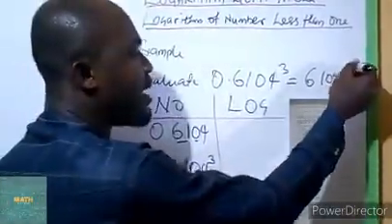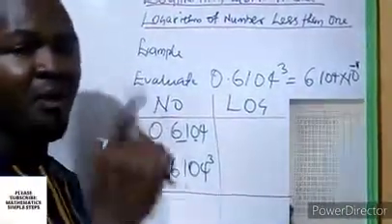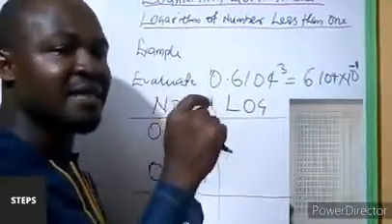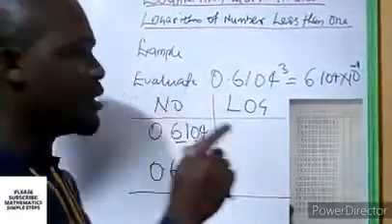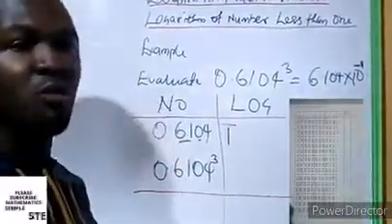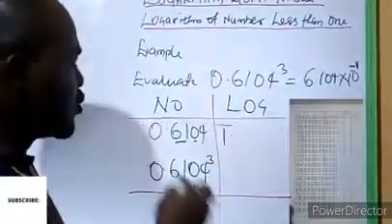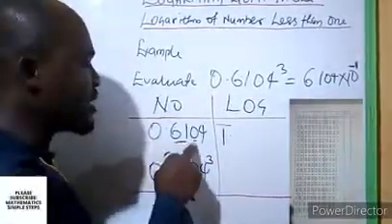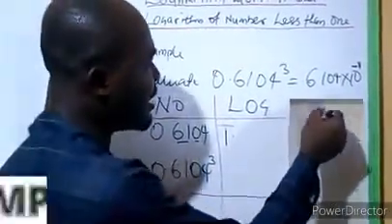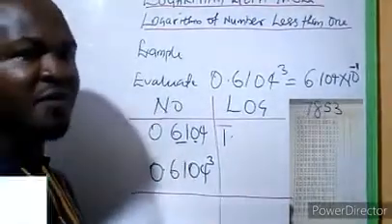Now, our characteristics is minus 1, which means it is bar 1. You don't call it minus 1, you call it bar 1, because the negative sign is affecting just the 1. So you put the bar on top of the 1. Bar 1 point. Then you go to your table, 61 under 0 will give you 7853.